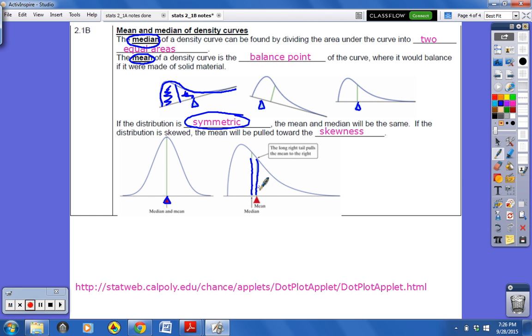Now, there is a website that I want you to take a chance to look at. It's listed down here. Go ahead and go to that website. The link is also on the web page, so feel free to check that out. You can sit there and play with the distribution and try to figure out where the mean and median are.